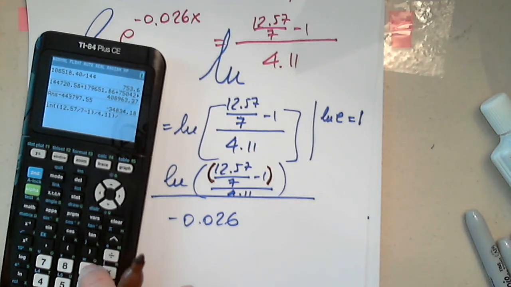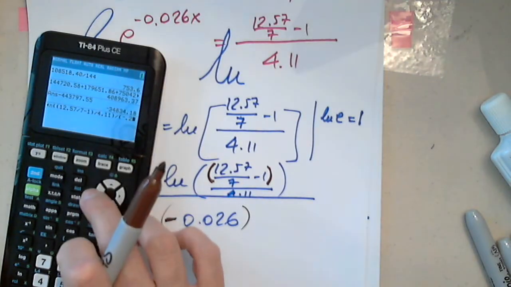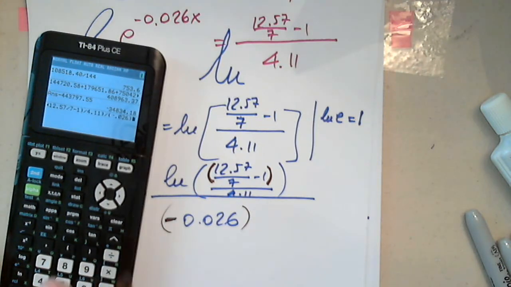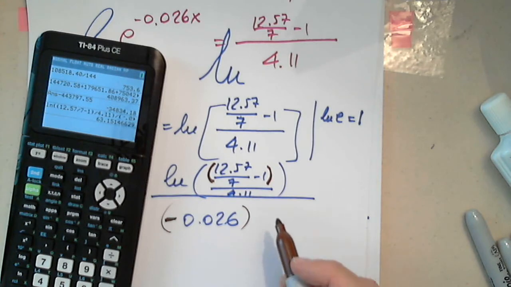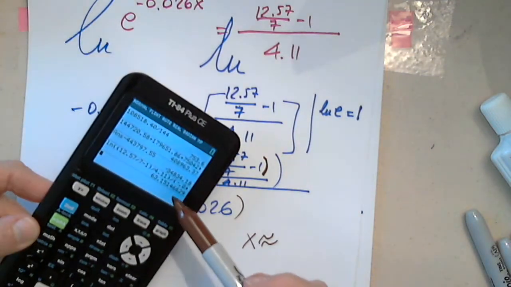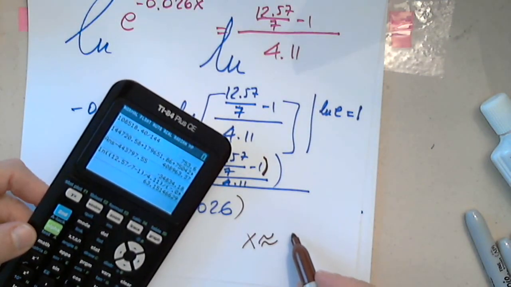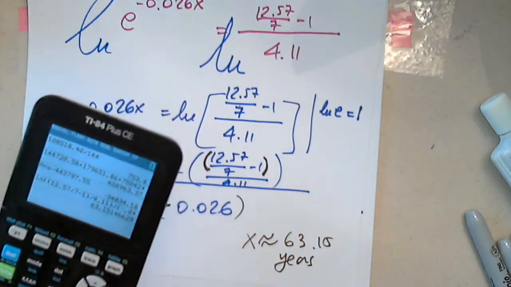And then further divide. Don't forget to put parentheses now because it's a negative symbol here. Negative 0.026, close the parenthesis and press enter. We can always double check. There is no issue here. You'll see in a moment. So x appears to be, according to my calculations, 63.15 years. What does that mean?